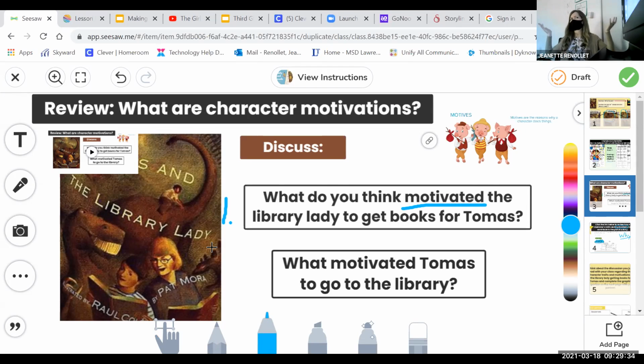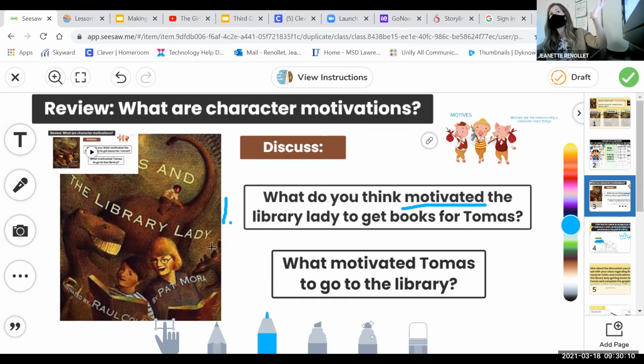What do you think motivated the library lady to get books for Tomas? Why would she do that? What was her motivation? What was her reason? Looking for friends who have their opinion about what her motivation was. Haley: She made a deal with Tomas. She said, teach me Spanish, I will give you food. Okay, so she thinks, I want to learn Spanish. So if you help me, I'll help you. That maybe was her motivation.